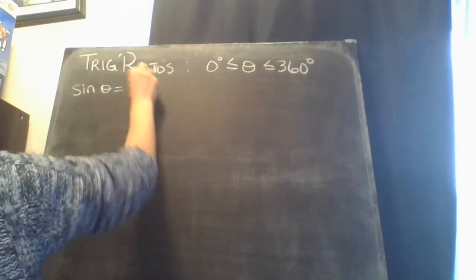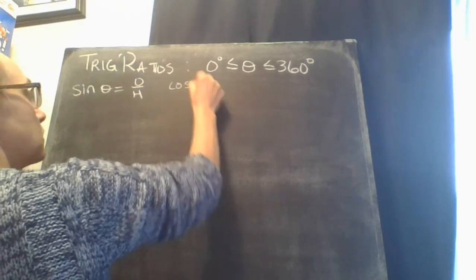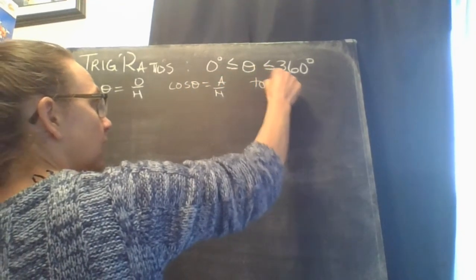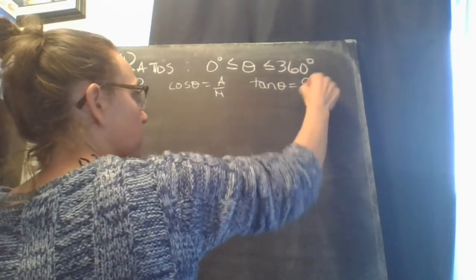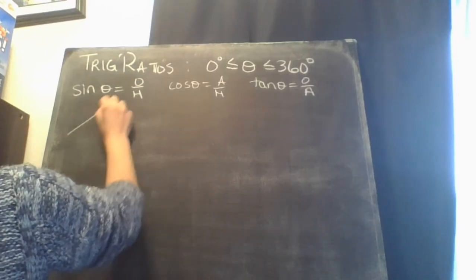sine angle, remember, is opposite over hypotenuse. Cos angle, remember, is adjacent over hypotenuse. And tan angle is opposite over adjacent. We also have special triangles, so let's not forget those.